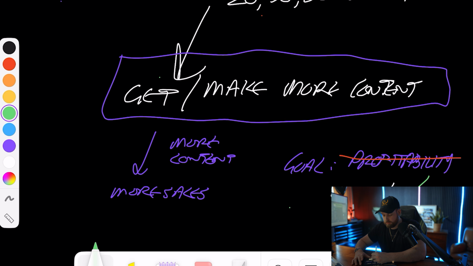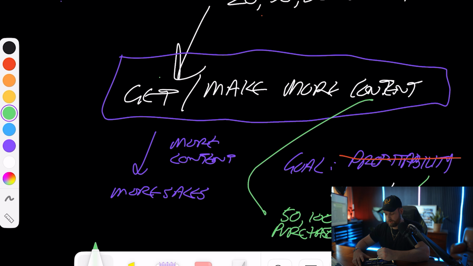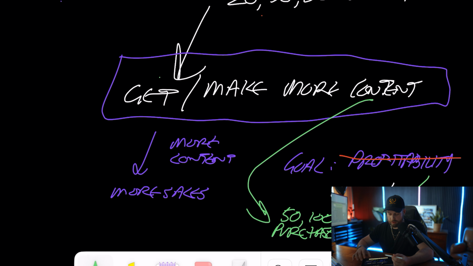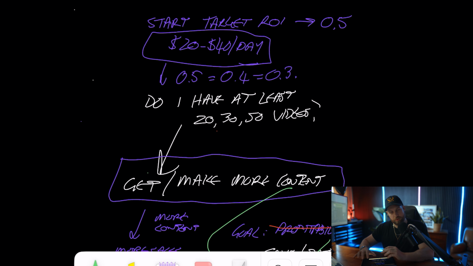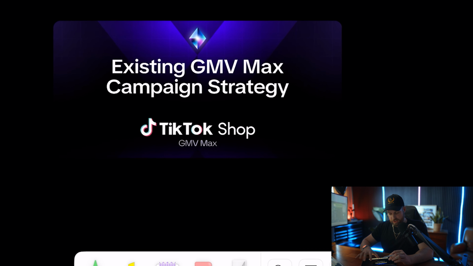You want to get to 50, 100 purchases in your account. Just like when you start Meta, you need 50 to 100 purchases in the account in order to make a decision on what you're going to do, where you're going to go, how you're going to adjust, right? That's the goal. And the way you fuel this is, again, making more content. So that's what I would recommend for a cold start. Just really simple. We'll do a deep dive breakdown on the total strategy because I've already been over a lot in this video.